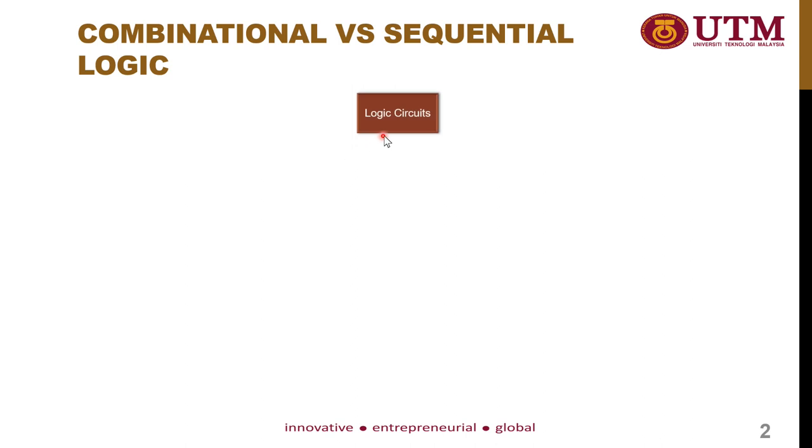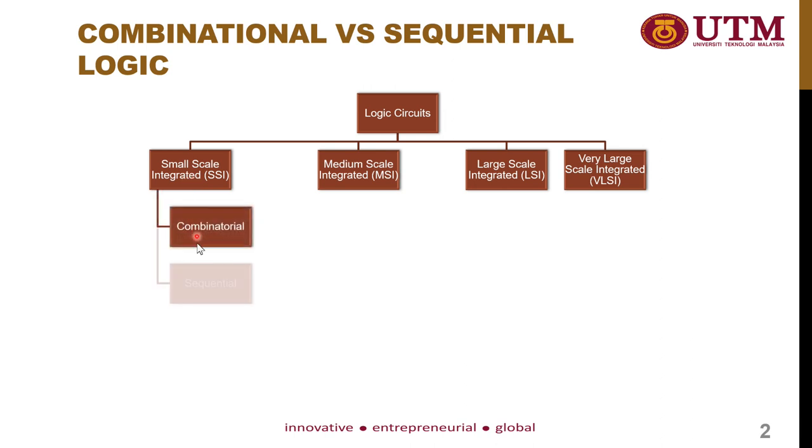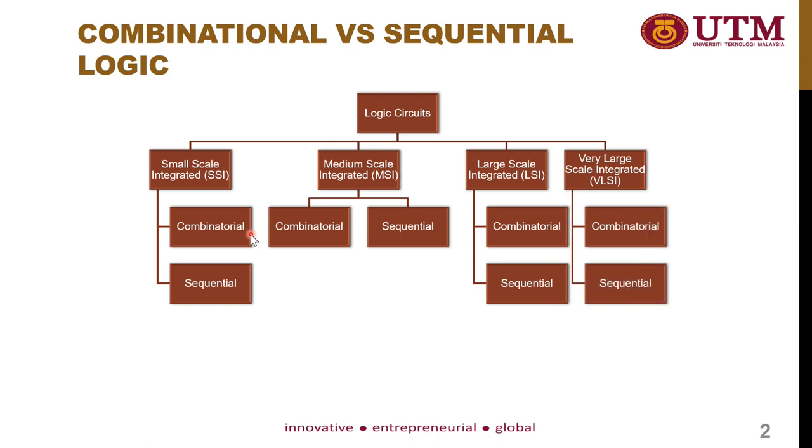In logic circuits, they are divided into several categories based on the scale of the circuits, which is small scale, medium scale, large scale, and also very large scale. Each scale is divided by the number of logic gates inside the logic circuits. In every category, there are two types, which are combinatorial and also sequential. These types apply to all types of logic circuits.